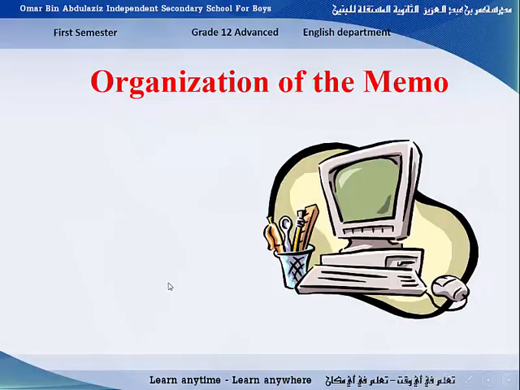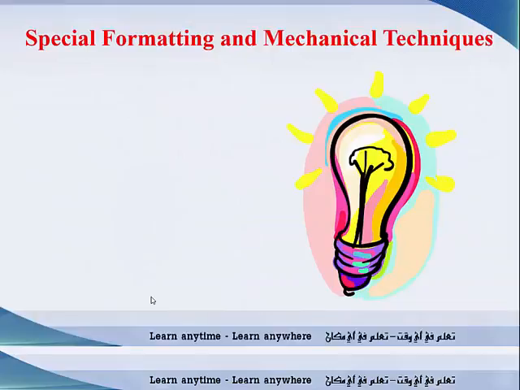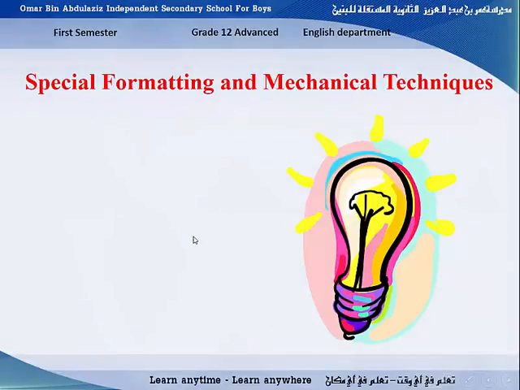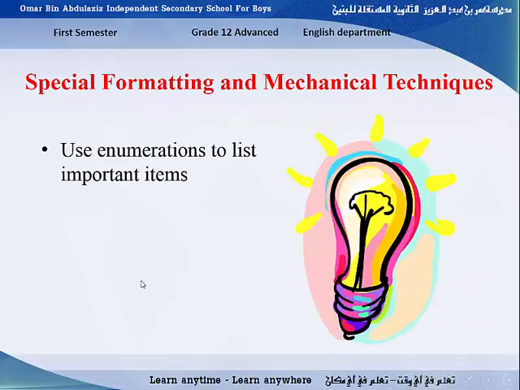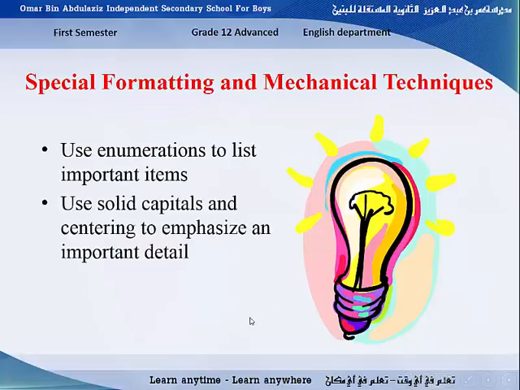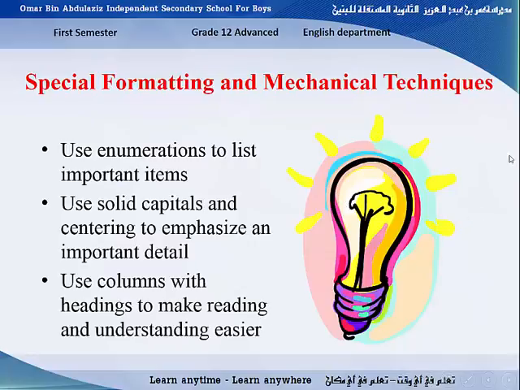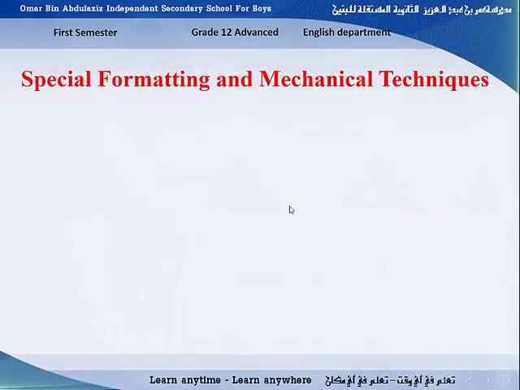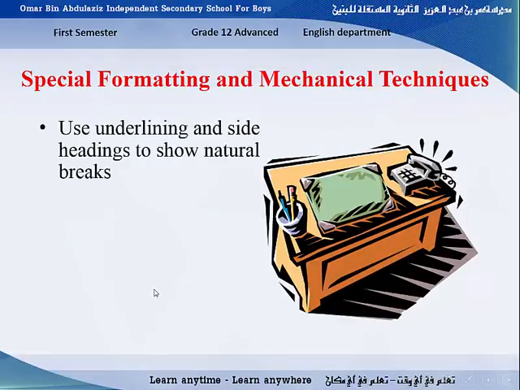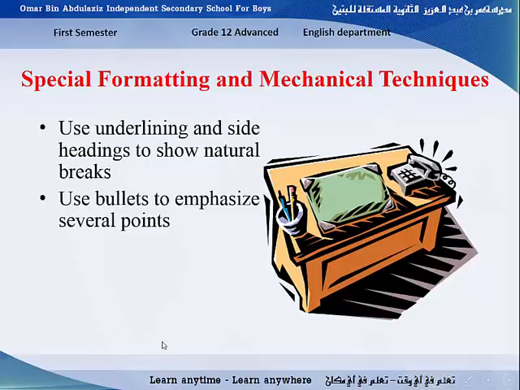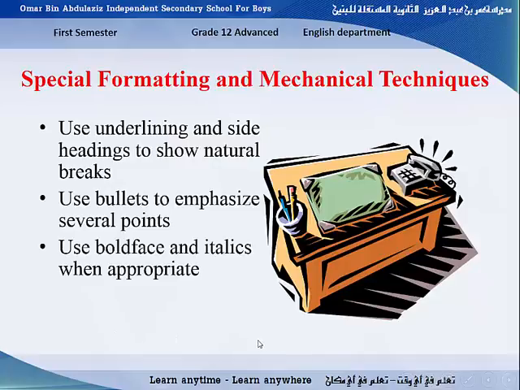Organization of the memo: statement of purpose, message, statement of future action. Especially formatting and mechanical techniques. Use enumeration to list your important items. Use solid capitals and centering to emphasize important details. Use columns with headings to make reading and understanding easier. Special formatting and mechanical techniques. Use underlining and side headings to show natural breaks. Use bullets to emphasize several points. Use boldface and italics when appropriate. Use color coding to attract attention.